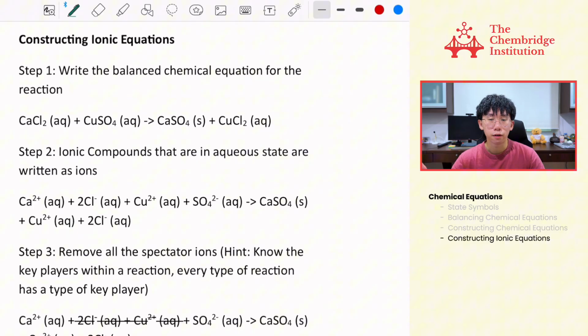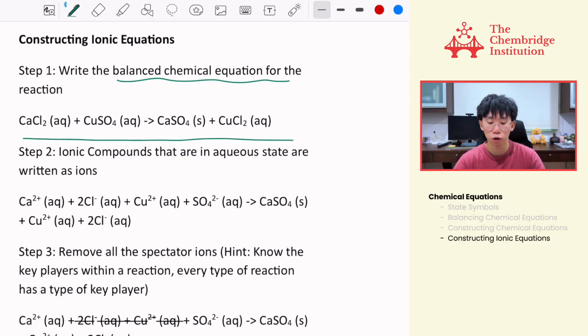Okay, finally, right, most likely you have to learn how to construct our ionic equations. So there's a couple of steps that we can follow, alright, which is a very foolproof way in order to construct your ionic equations. So step 1, you want to write the balanced chemical equation first. For example, I give you a chemical equation here, CaCl2 plus CuSO4 to give CaSO4 plus CuCl2, and make sure it's balanced, right, and with state symbols.